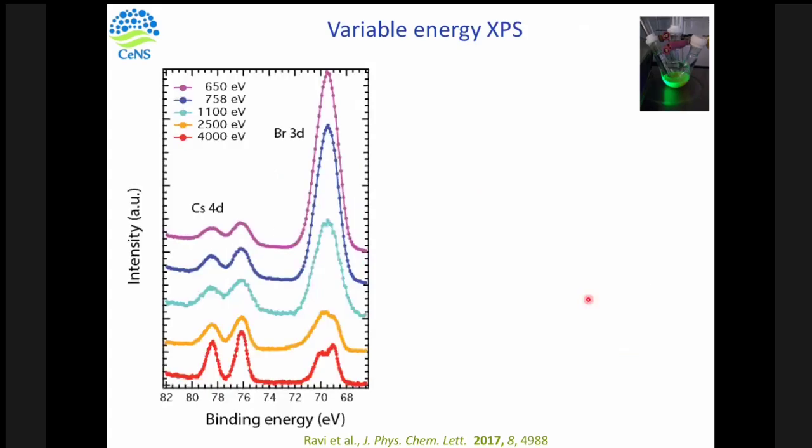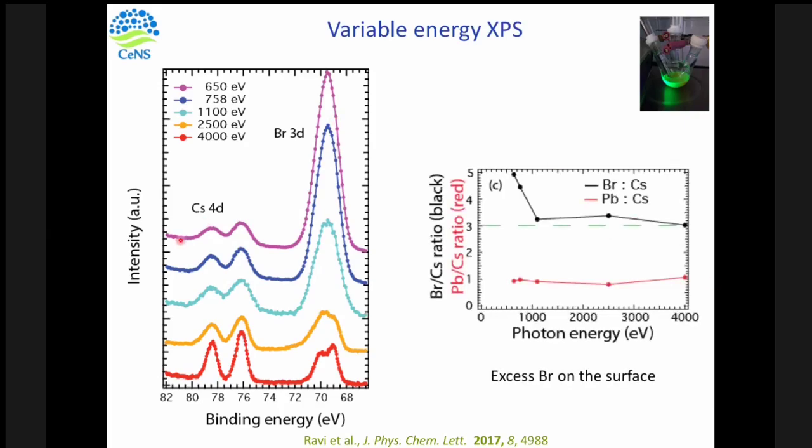Now, to determine the heterostructure, what we did is we did XPS at different photon energies, starting from 650 eV to 4000 eV. Then we normalized with respect to the cesium 4d signal and plotted all this photoelectron spectroscopy data. What we find is that the bromine 3d intensity with respect to cesium 4d goes up as we decrease the photon energy. And there is something called photoemission cross section. After that correction, we plotted the intensity ratio variation of cesium with respect to bromine 3d.